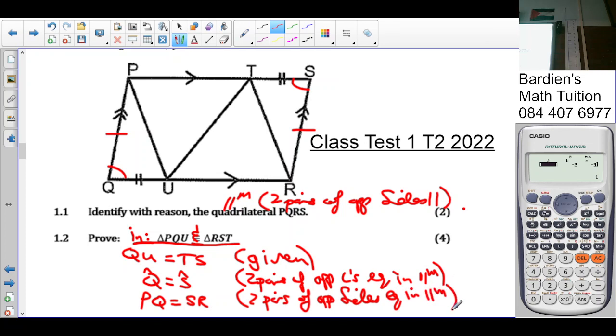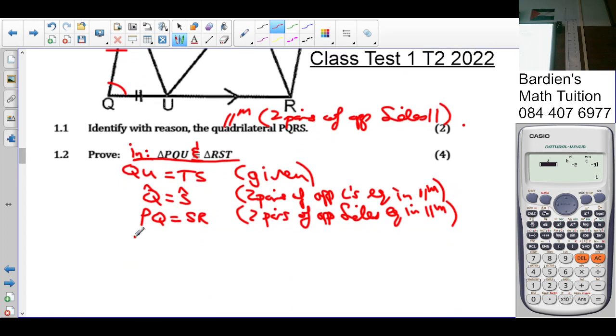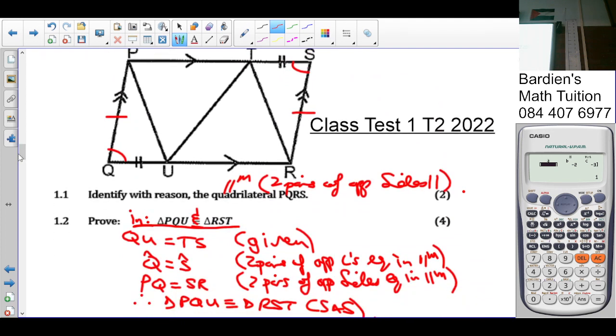So there we have a case of side angle side, not so? So now we can say therefore triangle PQU is congruent to triangle RST. Why? We use side angle side. Okay. So these two triangles are now congruent, which means to say all the corresponding sides and all the corresponding angles are now equal. Not so? So that's that. Let's go to the next one.